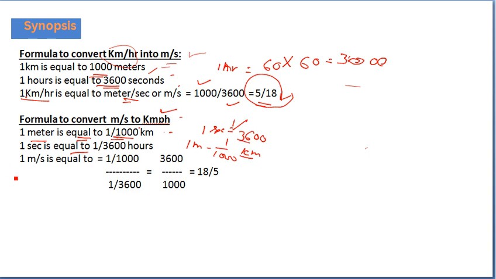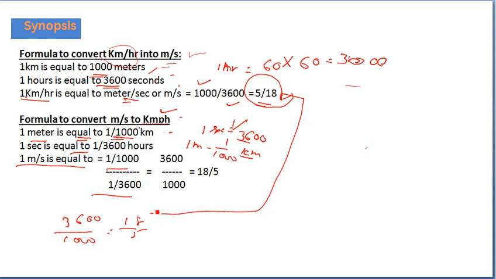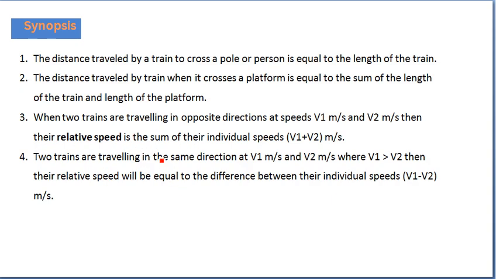In this scenario, 1 meter per second is equivalent to 1 by 1000 divided by 1 by 3600. When you multiply this out, it becomes 3600 divided by 1000, which is equal to 18 by 5. That means the conversion factor will be 18 by 5 when you are converting from meters per second to kilometers per hour. It is nothing but the reverse of 5 by 18 to 18 by 5. Just remember that.